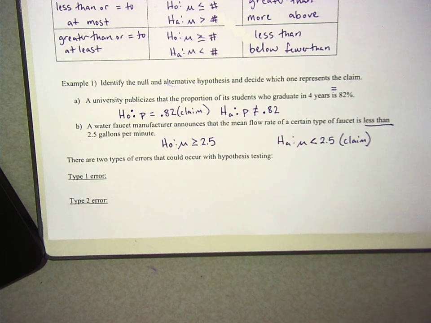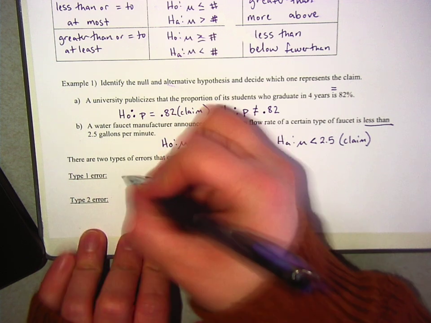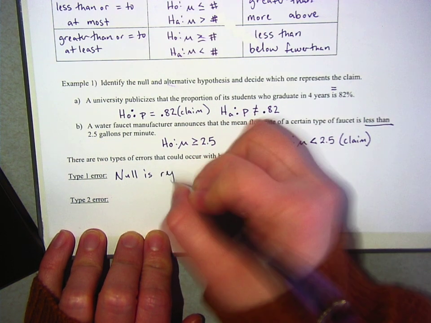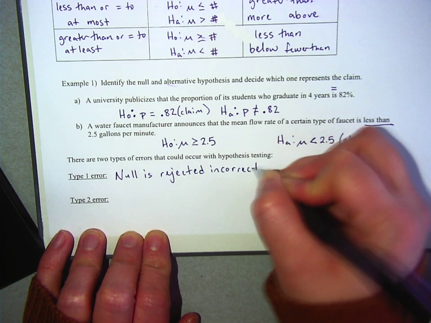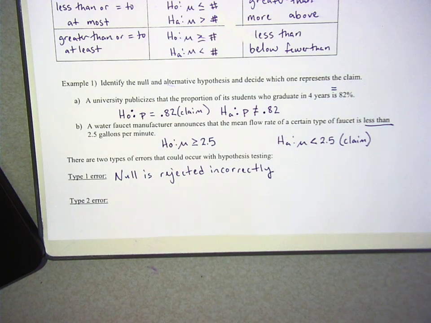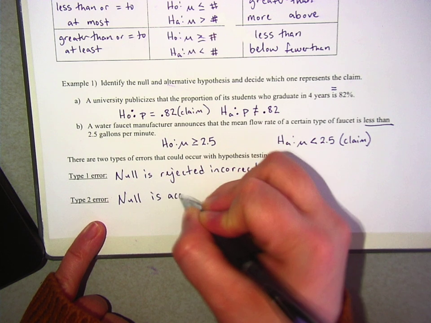Okay, now there are two types of errors that can occur, and there's always one of these questions on this stupid thing. Okay. So a type 1 error is when the null hypothesis is rejected incorrectly. And a type 2 error is when the null hypothesis is accepted incorrectly.